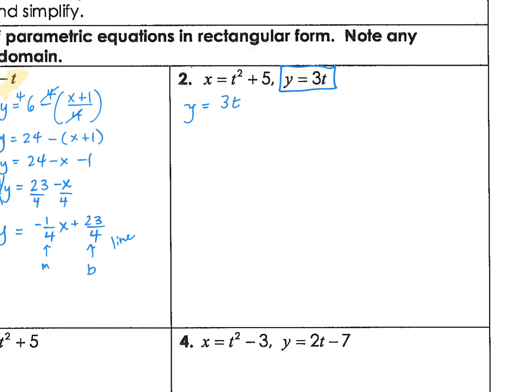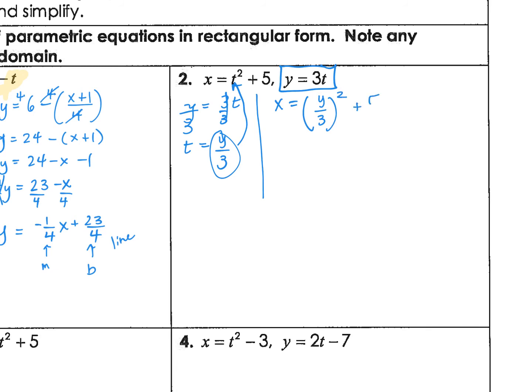How do I get this in terms of just t? Divide by 3. So I get t equals y over 3, don't I? Now I need to take that and I need to plug it in. I need to take all of this and plug it in right there, don't I? So I'm going to rewrite this. (y/3) squared plus 5. Now I just need to work this out, don't I? So x equals what? Y squared over what?